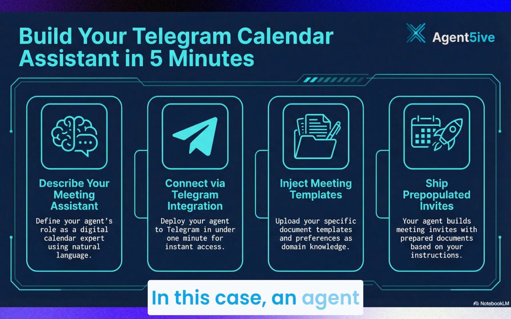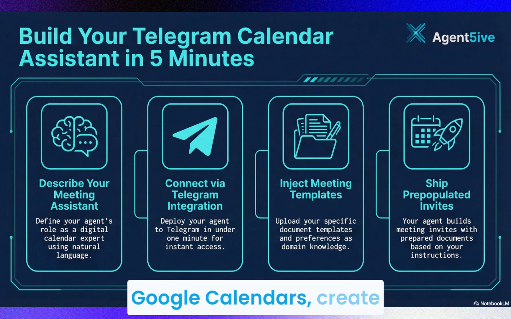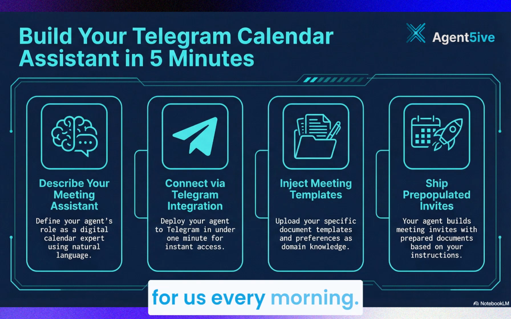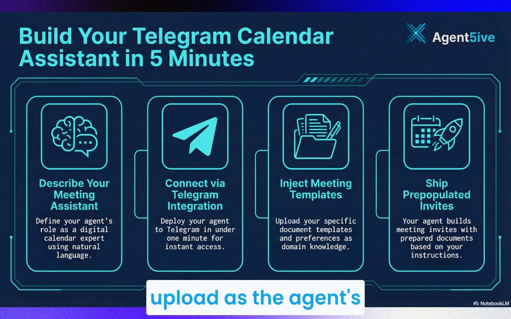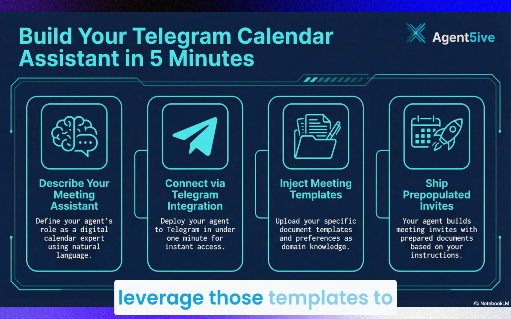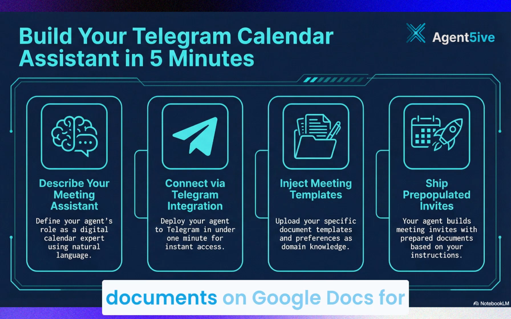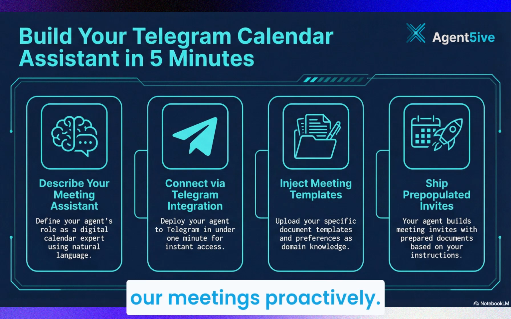As always, we start by describing the agent we would like to build. In this case, an agent that will manage our Google calendars and create morning briefings for us every morning. It will be aware of specific template files that we can upload as the agent's knowledge base, and will leverage those templates to prepare tailor-made documents on Google Docs for our meetings proactively.